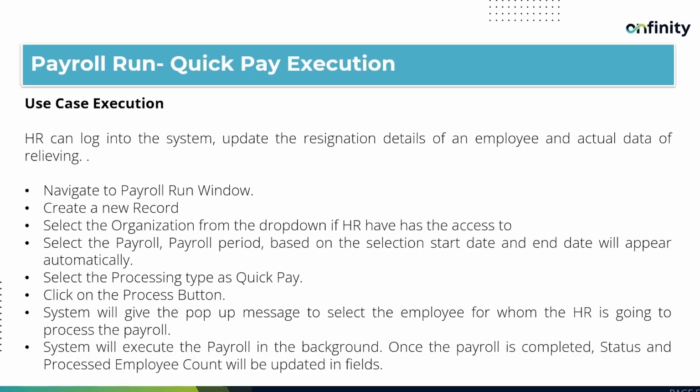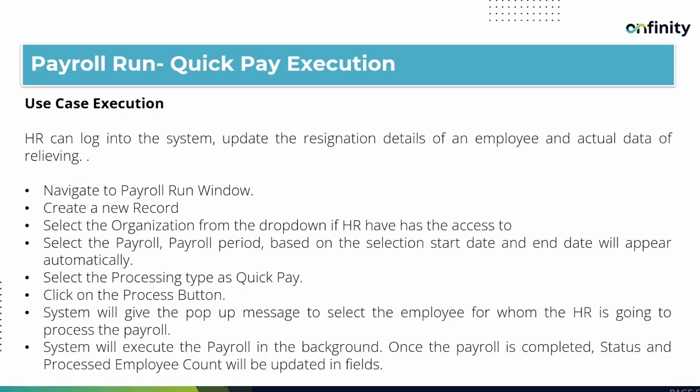Then the user will select the processing type as Quick Pay, since they are going to execute the payroll only for one specific employee. Click on the Process button. When the user clicks on the Process button, the system will give a pop-up message to select the employee for whom the HR is going to process the payroll. The system will then execute the payroll calculation for that employee in the background. Once the quick pay payroll is completed, the status and the processed employee count will be updated in the header fields of the payroll run record.